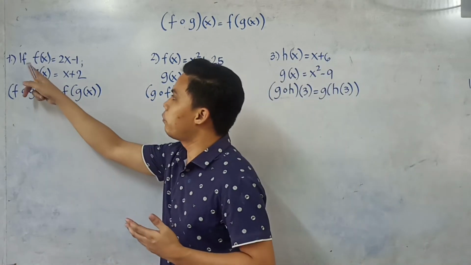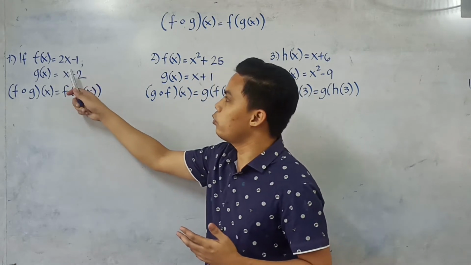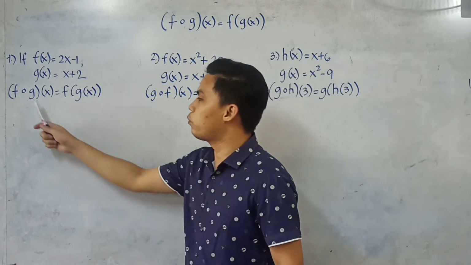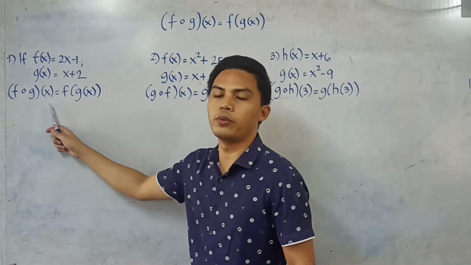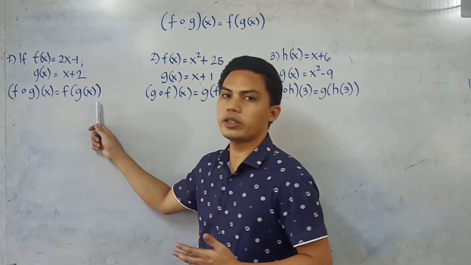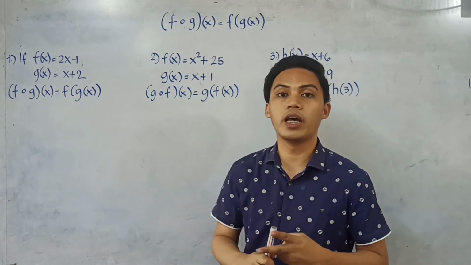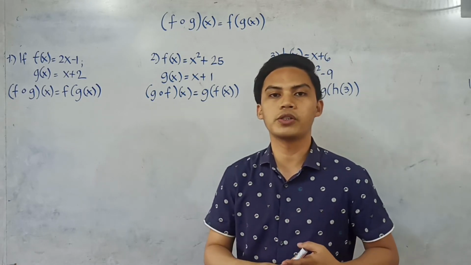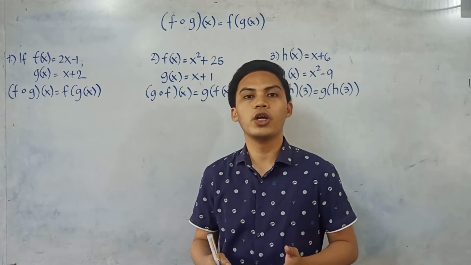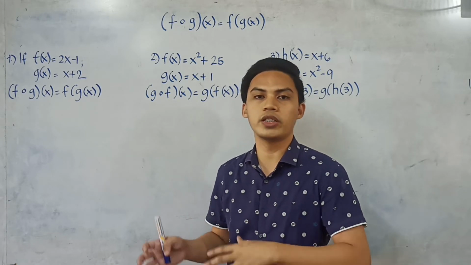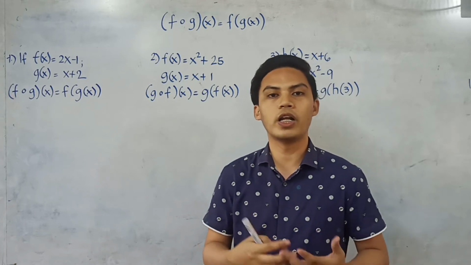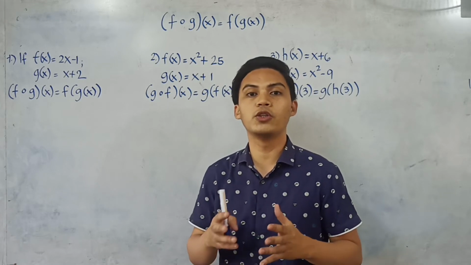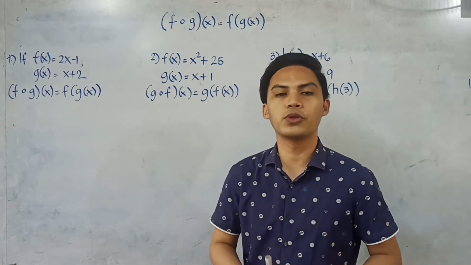So we have if f of x is equal to 2x minus 1 and g of x is equal to x plus 2, we're going to find f of g of x. Okay. So dalawa yung given natin na function. Aalamin natin kung sino yung inner function at sino naman yung outer function. So pag sinabi natin composition function, yung inner function yung gagamitin natin or isa-substitute natin para makuha yung value sa outer function. Okay? Or sa madaling salita, yung inner function yung magiging domain natin or input para sa outer function.